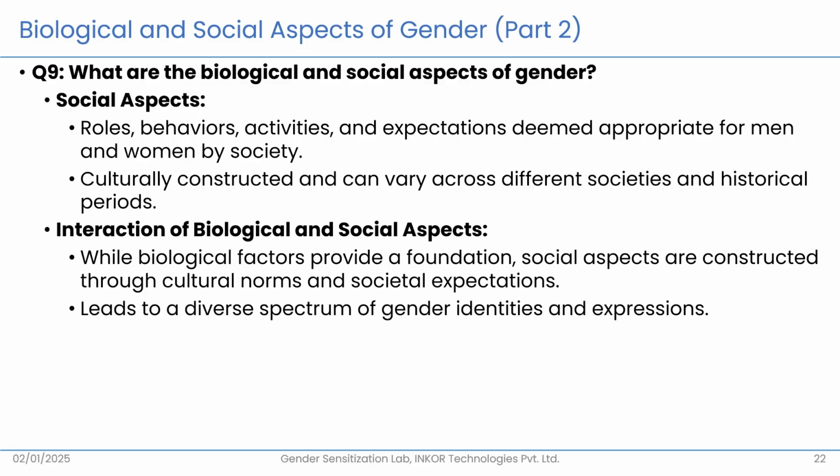While biology provides the foundation, gender is largely shaped by social factors. Society defines the roles, behaviors, and expectations that are considered appropriate for men and women. These social aspects vary across cultures and historical periods, showing that gender is not fixed but constantly evolving. Biological and social factors interact, influencing how gender is experienced. While biology defines physical differences, social norms shape how individuals express their gender and how they are treated based on it. This interaction leads to a wide spectrum of gender identities and expressions, highlighting the diversity of human experiences.